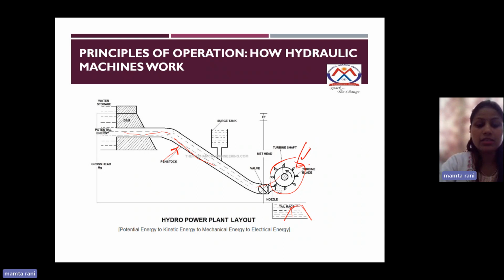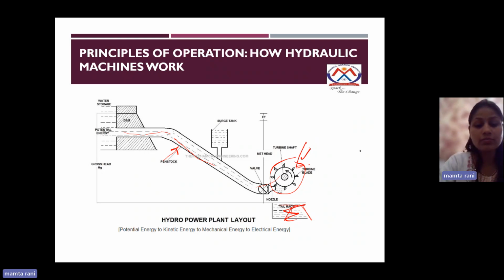Then we have the tail race. After the water passes through the turbine, it is discharged into a channel or river called the tail race. The tail race is designed to return the water to the natural waterway at a lower energy level.